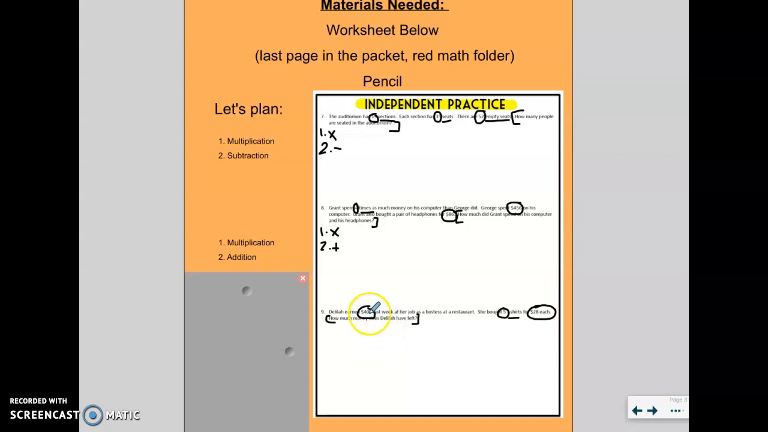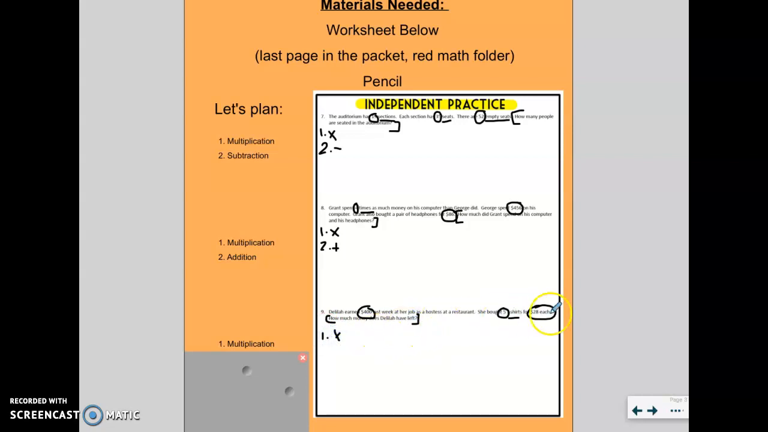So it looks like we started with 400. She bought 5 t-shirts at 28. So we want to figure out how much she spent first. So I think first we're going to multiply 5 times 28. So our first step would be multiplication. So go ahead and make yourself a little note here on the side.